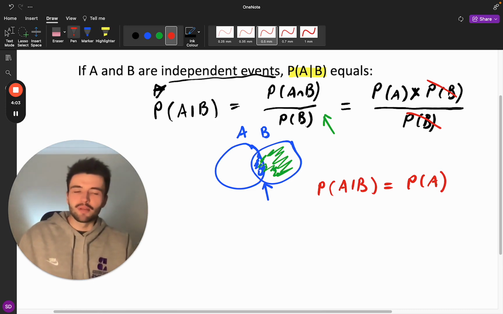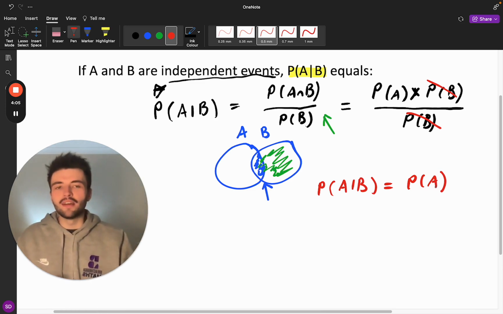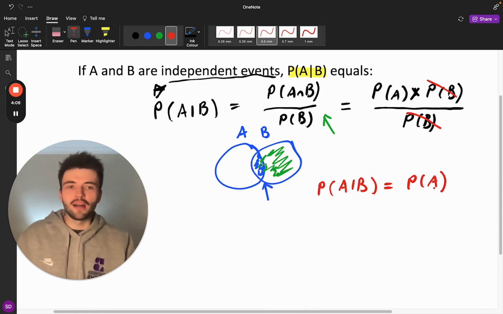And this makes a lot of sense because independent events would mean that the outcome of one event doesn't affect the other, and the probability of A given B already happening should be the probability of A if the events are in fact not dependent on one another. So that's it for this question.